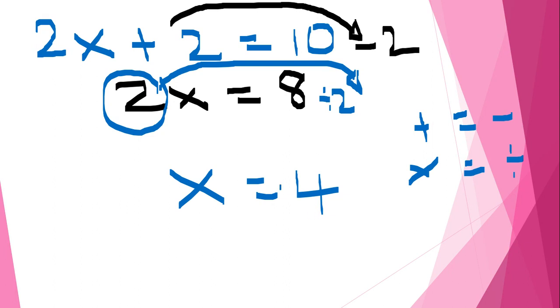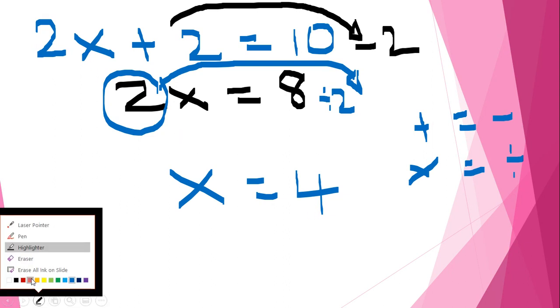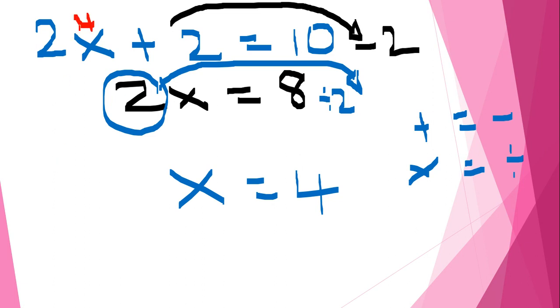Again, if we want to check that, we can plug 4 in. 2 times 4 gives me 8. 8 plus 2 is 10. 10 equals 10. So the equation is balanced. And therefore, we know that this is correct.